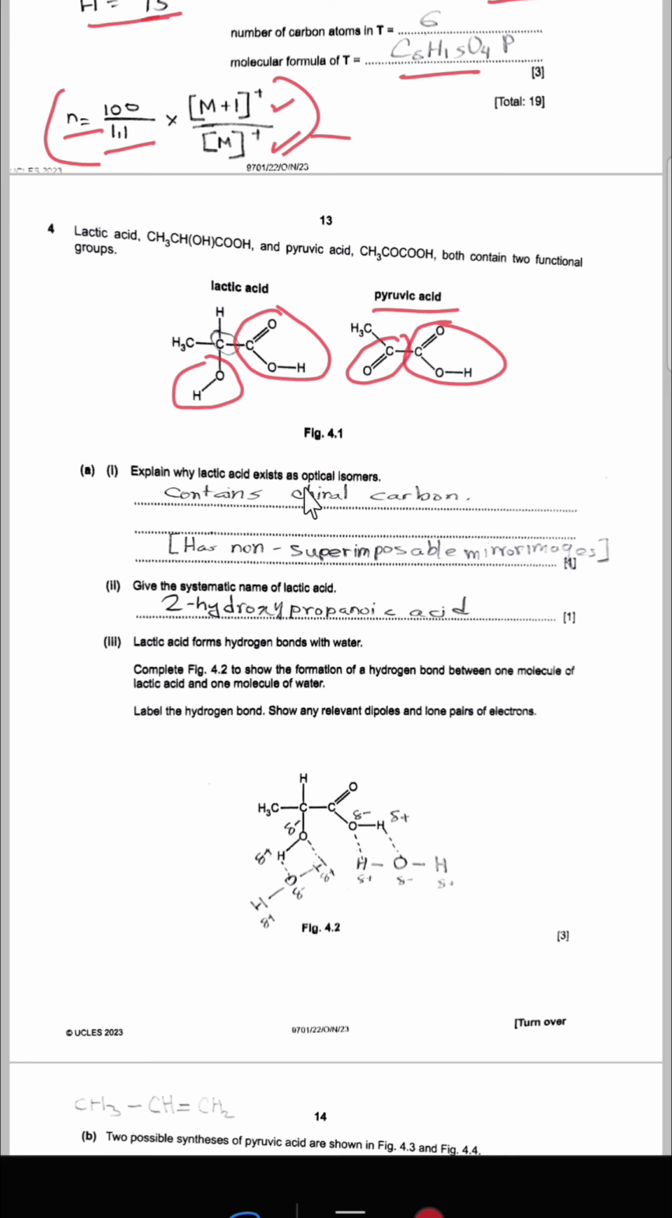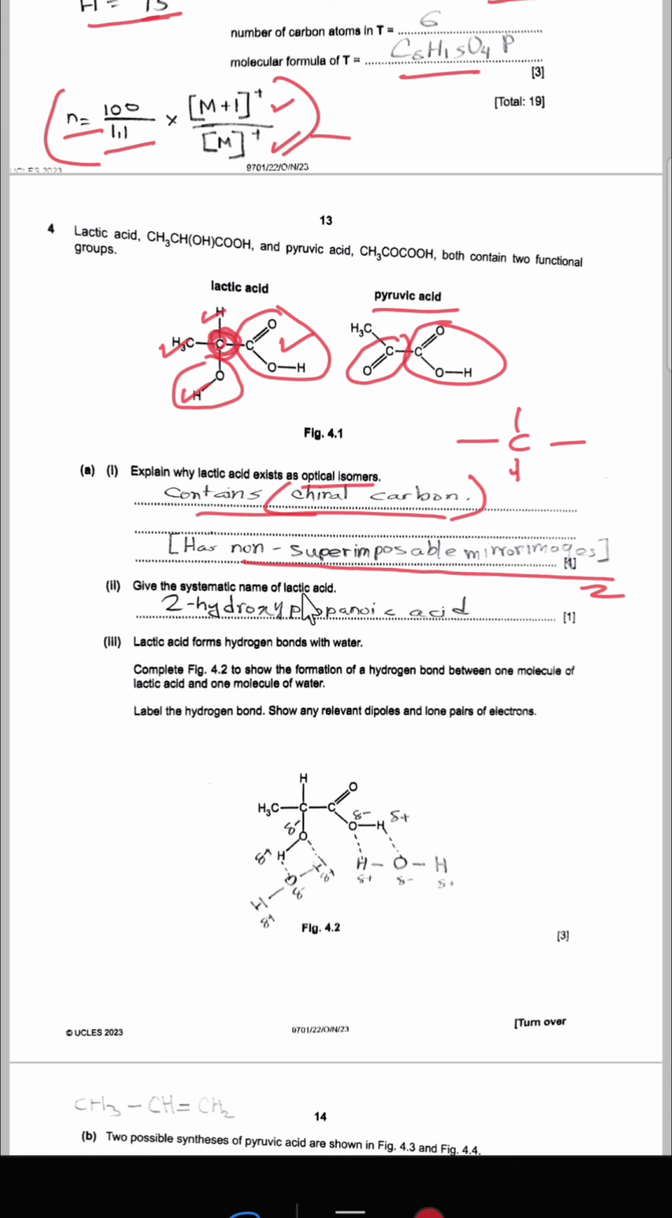So optical isomers only exist when there is a chiral carbon. That means a carbon atom that is attached to 4 different groups. So for lactic acid, here we can see that the chiral carbon is the center carbon, and this carbon is attached to 4 different groups, and no groups are similar. So this can form optical isomers. Because there is a chiral carbon, or if we have to explain this, we can say that there is a non-superimposable mirror image. We have to write this for the definition if it is a 2-mark question.